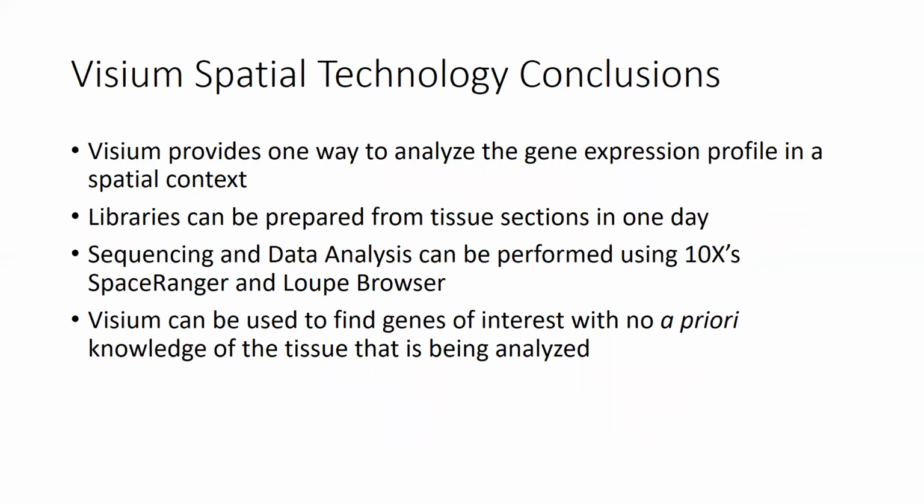So just an overview of what Visium offers. It's one way to analyze your gene expression profile in your spatial context. These libraries can be prepared from tissue sections in about 1 day. Sequencing and data analysis can be performed using Space Ranger and Loupe Browser, though if you have a favorite package you want to use in R or other applications, you can. That's very much open. And Visium can be used to find genes of interest without having any prior knowledge of the tissue that's being analyzed.